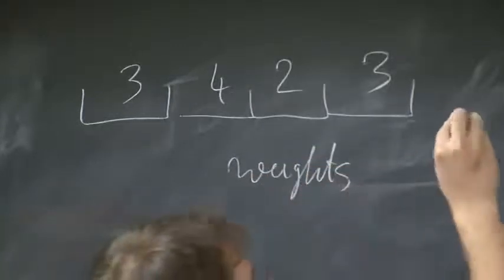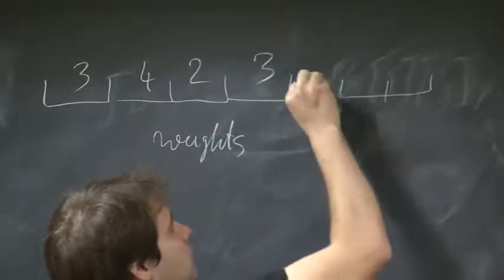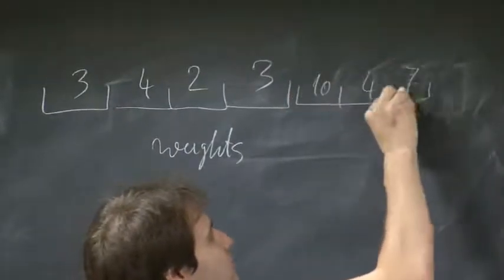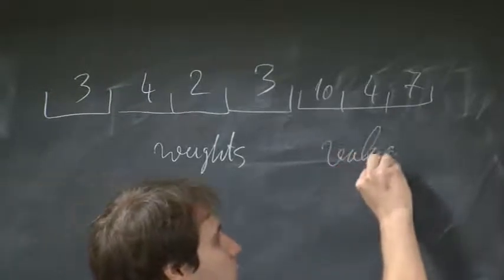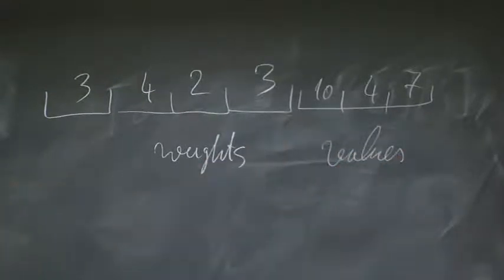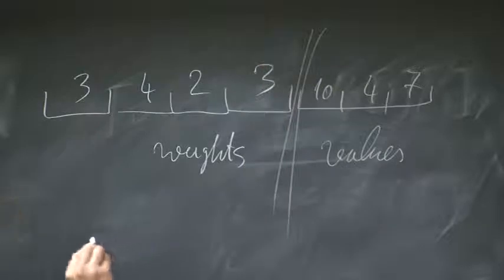You guys have to take my word for it. And then I have 3 values, which are 10, 4, 7. Let's not worry about the values. I claim that they're irrelevant. You can convince yourselves afterwards that that is the case. So let's only look at this.